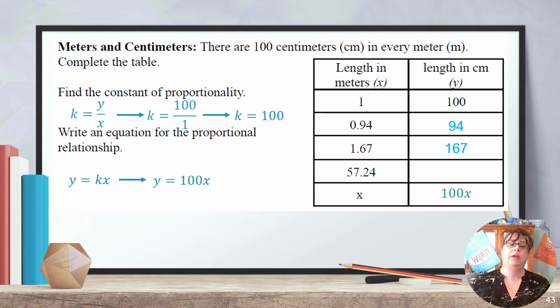We now know we can use this equation to find any information when we're talking about centimeters and meters. So now when I have x meters, I know I can find my centimeters by multiplying anything that's in this left-hand column by 100, and that will give me my value for y over here. So let's go ahead and use this new equation to help us find 57 and 24 hundredths.